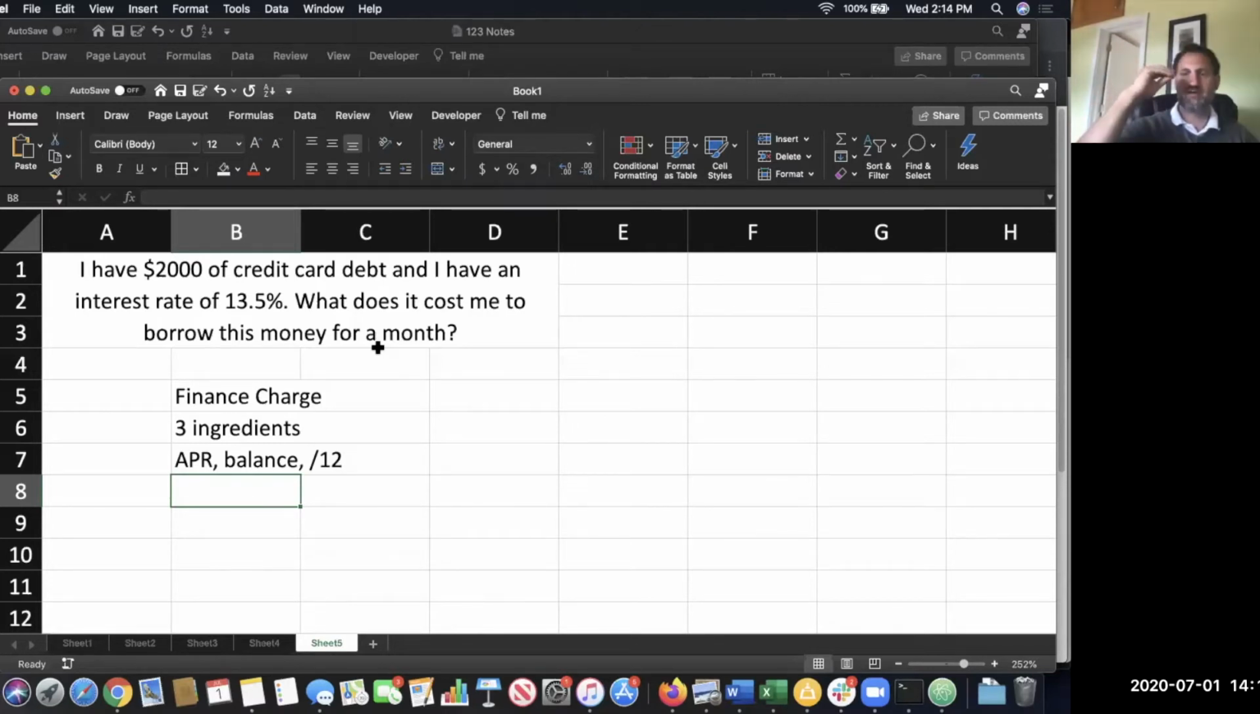At 13.5%, $2,000 debt, how much is it costing me to have that debt?